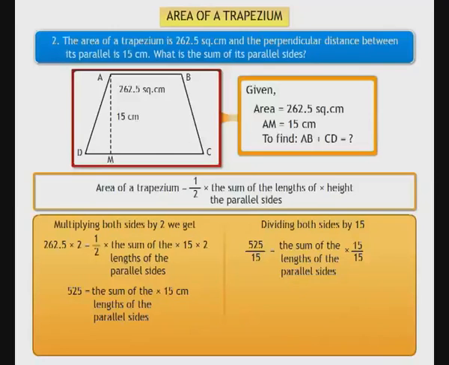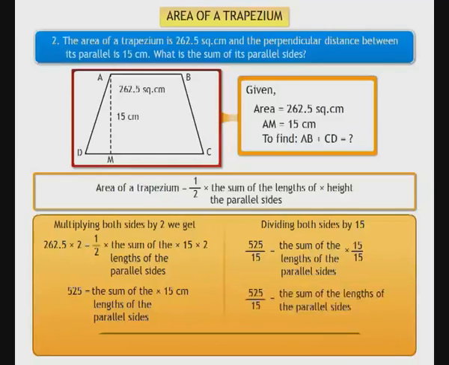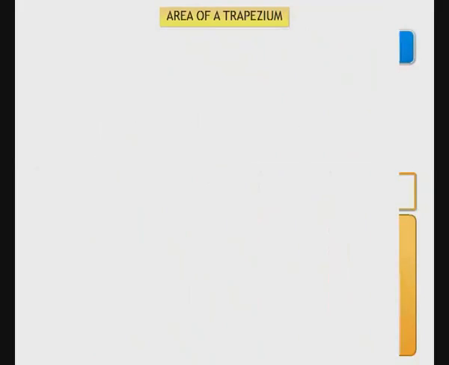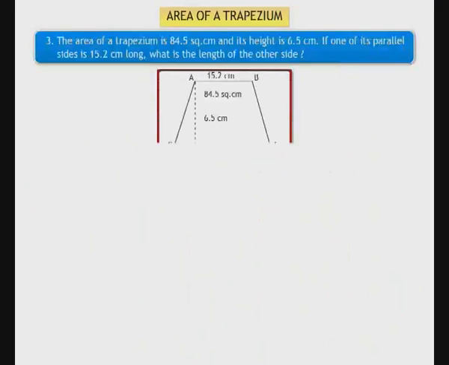Multiplying the numerator and the denominator by 10 to remove the decimal point, we get 169 into 10 upon 6.5 into 10 is equal to 15.2 plus x. Hence, now we have the equation as 1690 upon 65 is equal to 15.2 plus x. By reducing, we get 26 is equal to 15.2 plus x.